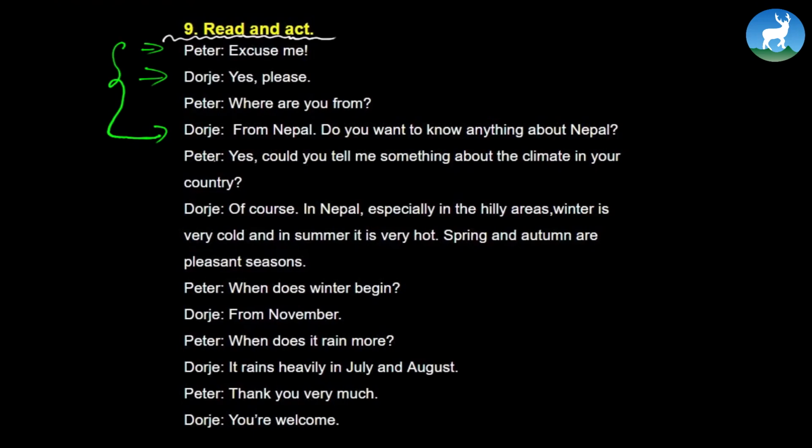Read and act. Peter: Excuse me. Dorje: Yes please. Peter: Where are you from? Dorje: From Nepal. Do you want to know anything about Nepal? Peter: Yes. Could you tell me something about the climate in your country? Dorje: Of course. In Nepal, especially in the hilly areas, winter is very cold and in summer it is very hot. Spring and autumn are pleasant seasons. Peter: When does winter begin? Dorje: From November. Peter: When does it rain more? Dorje: It rains heavily in July and August. Peter: Thank you very much. Dorje: You're welcome.